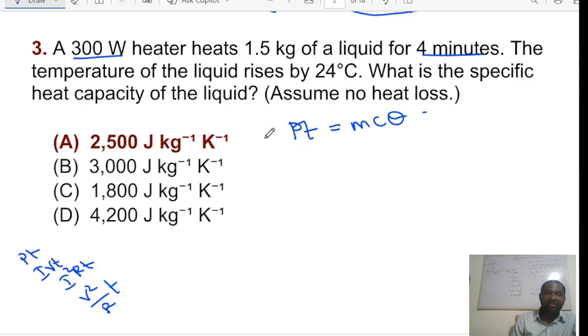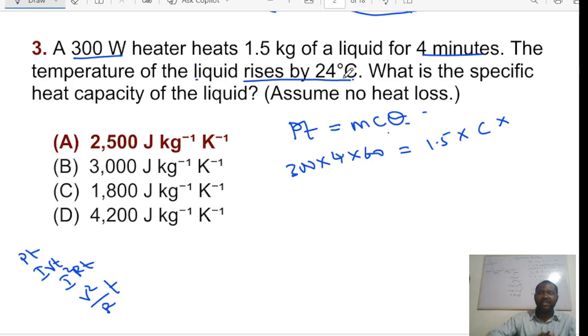Now power times time here: the power is 300 watts, the time here is 4 minutes, which means 4 times 60, converting it to seconds, equal to mass, which is 1.5 grams, times specific heat capacity, which is what we are looking for, times the temperature change. They've already given us the temperature change. They said the liquid rises by 24 degrees Celsius, which we can also call 24 Kelvin. Don't be tempted to convert it. If it is temperature change, its value in degrees Celsius is the same value in Kelvin. Okay, so I can come here and put 24.